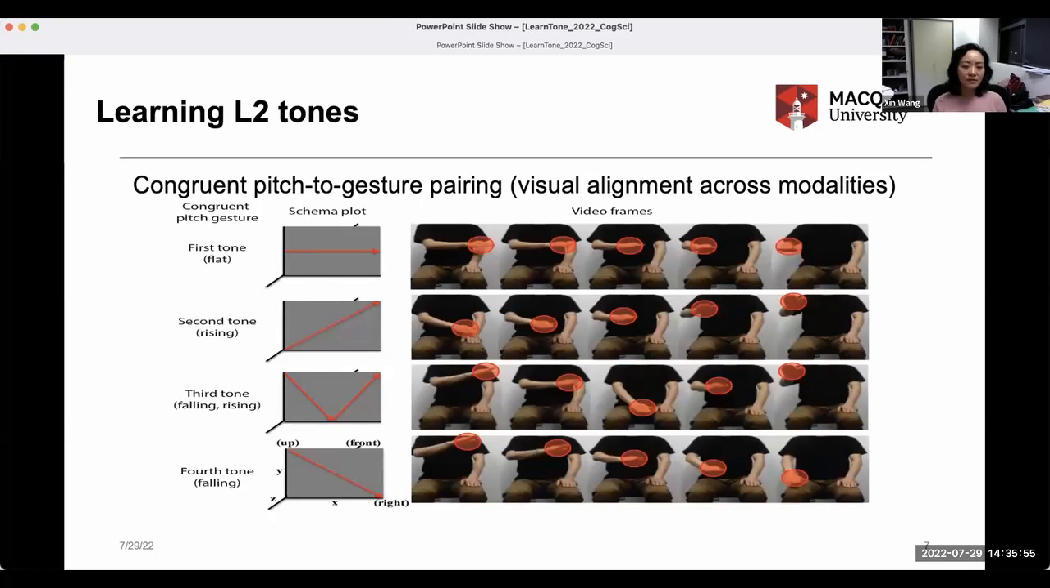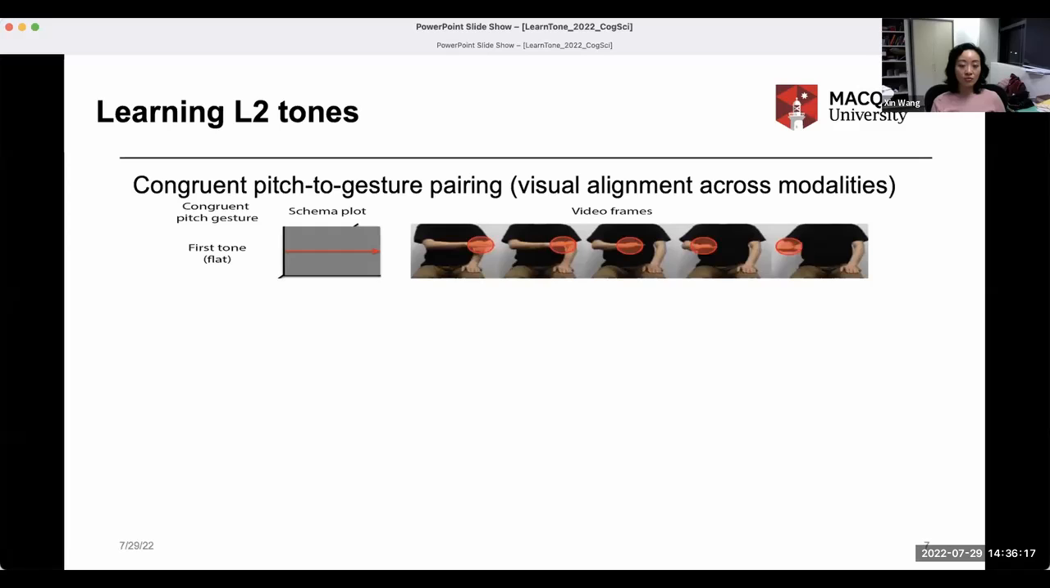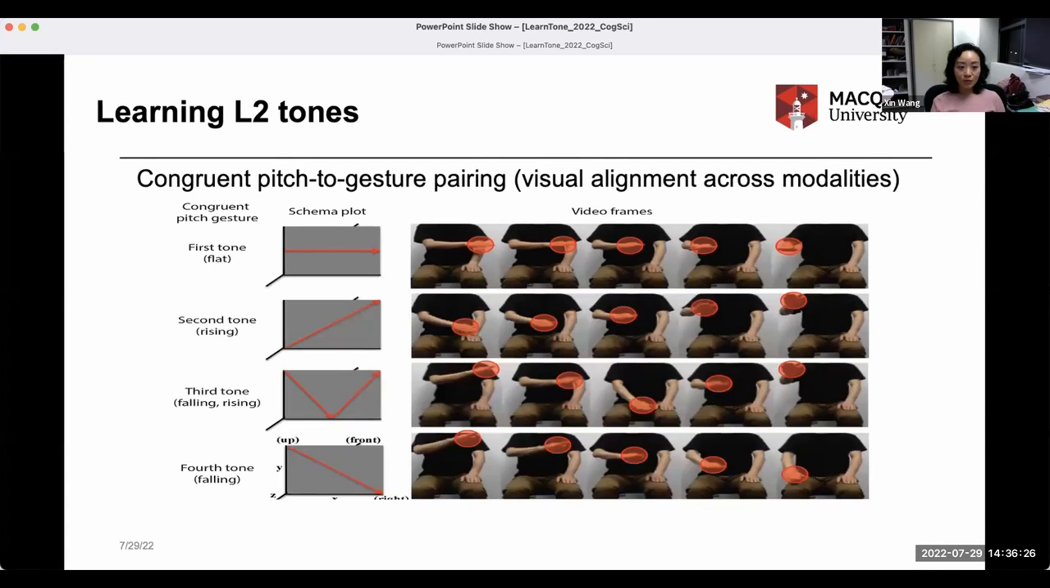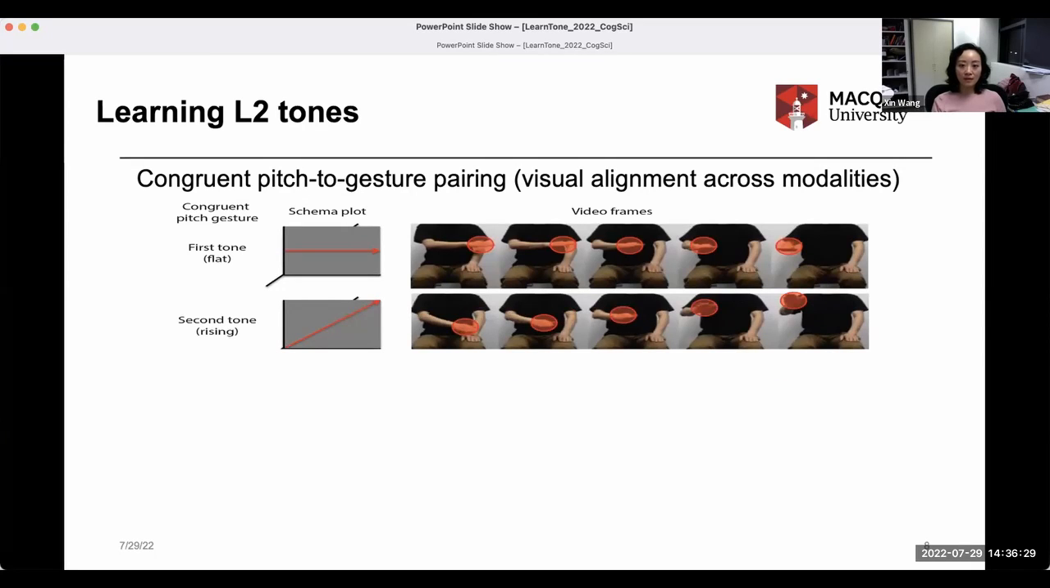So in the study, they present participants with 3 types of input in addition to auditory tones. The first type of input is congruent pitch-to-gesture pairing. In this kind of pairing, participants were shown videos which show the visual alignment across gesture and auditory tones. So for instance, for tone 1, you can see from the video that the hand movement is from left to right, flat. That's tone 1.